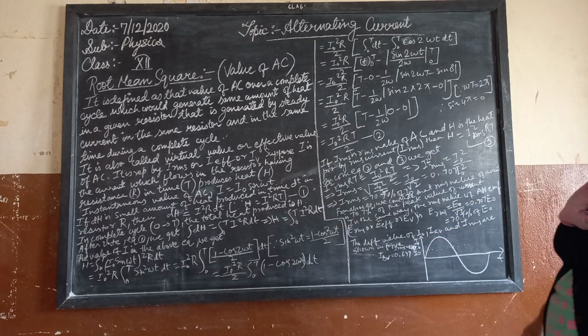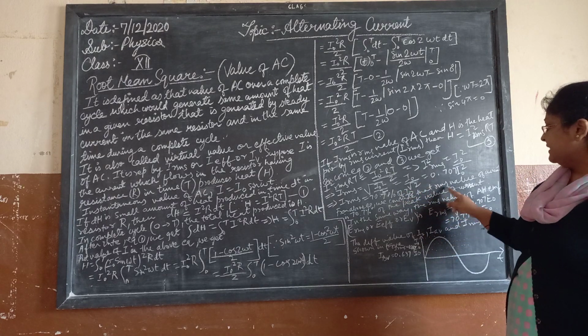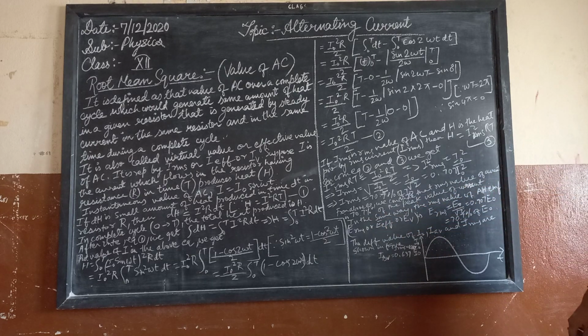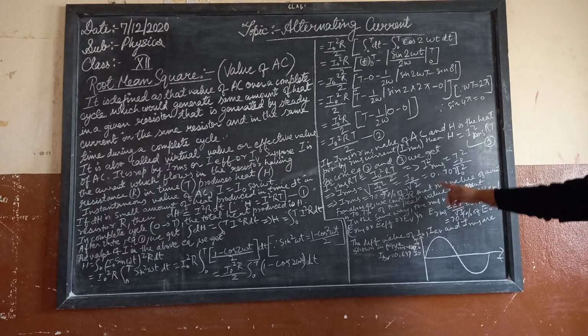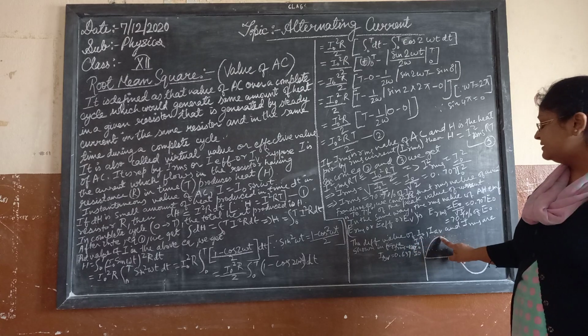IRMS is equal to 70.7% of I0. So this particular equation concludes that the RMS value of the current is 70.7% of the peak value of the current itself. Because up to that particular limit, we are integrating that value from 0 to T. We have taken the limit, and this will be the maximum value approaching the peak value. This is the peak value.